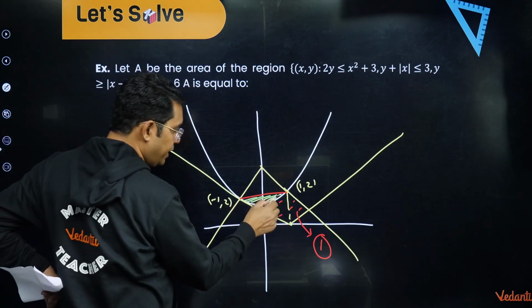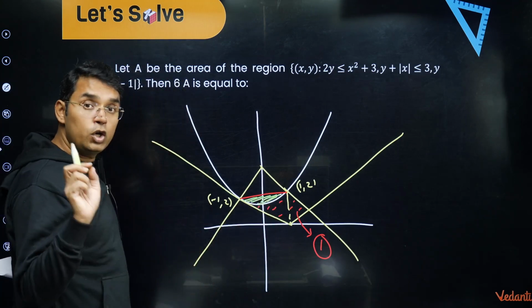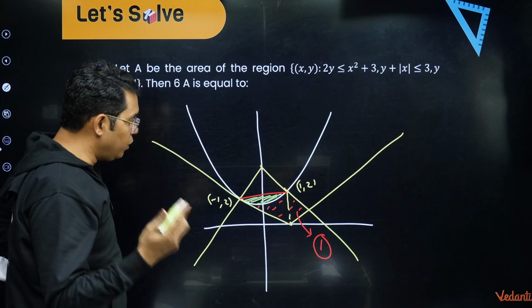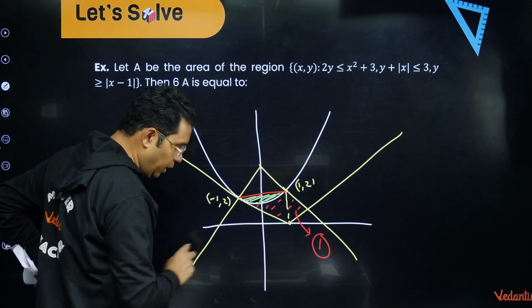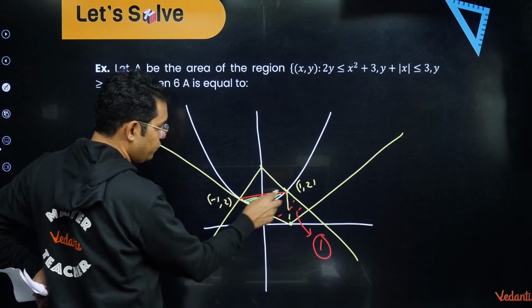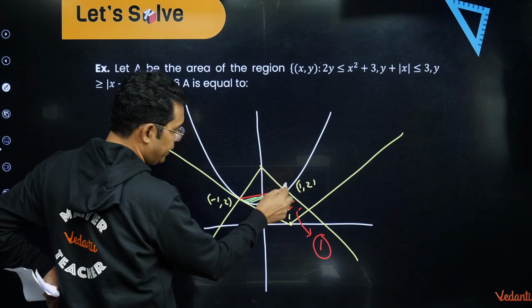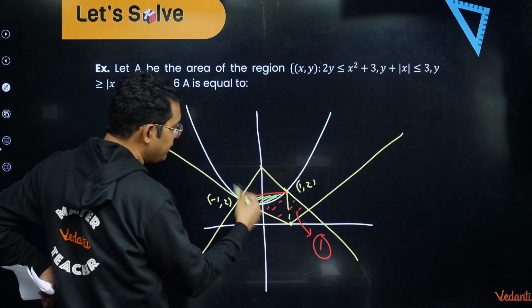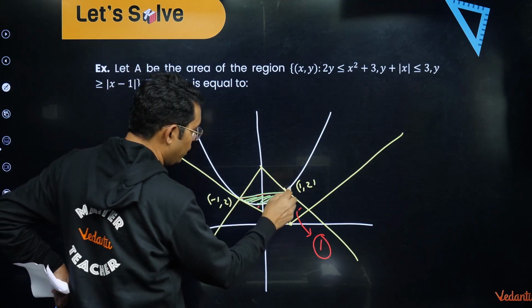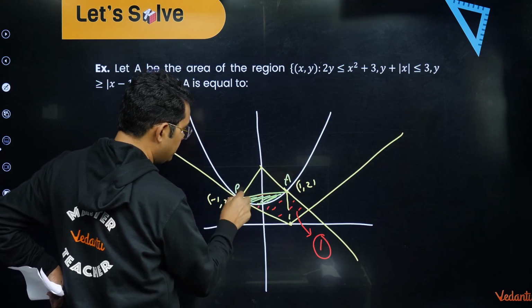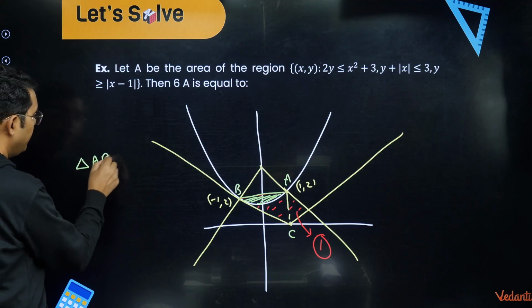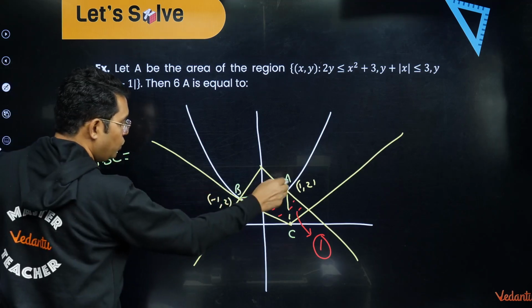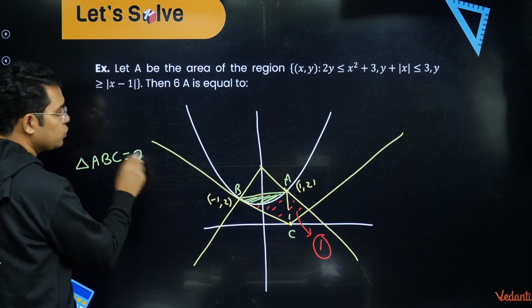And now this portion can be found directly using the 2/3 thing that I always talk about. I will tell you what the 2/3 thing is, but before that, the area of this triangle: this is 1 minus (-1), so 2, and this is 2. Let me call this point A, this point B, and this point C. So triangle ABC has area equal to 2 into 2 by 2, so that is 2.